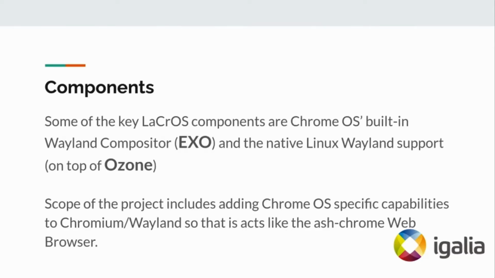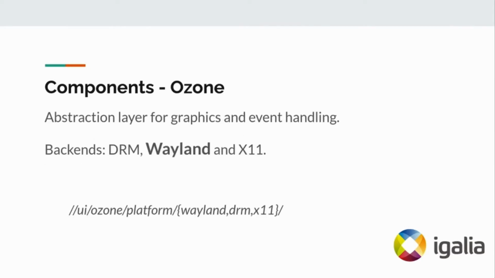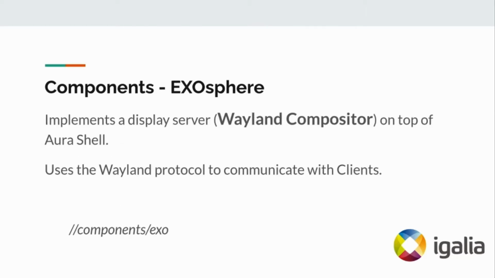Some of the key LaCros components are Chrome OS's built-in WLAN compositor, also known as ISO, and the native Linux WLAN support on top of Ozone. The scope of the project includes adding Chrome OS-specific capabilities to Chromium WLAN, so that it acts like the Ash Chrome web browser. Ozone is the abstraction layer for graphics and event handling. It is based on backends, including DRM, WLAN, and X11.